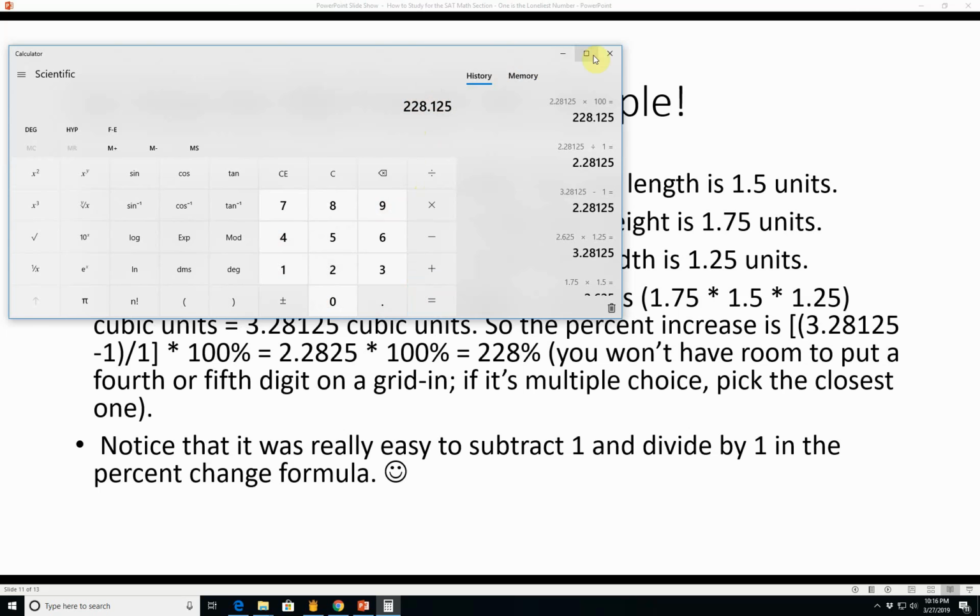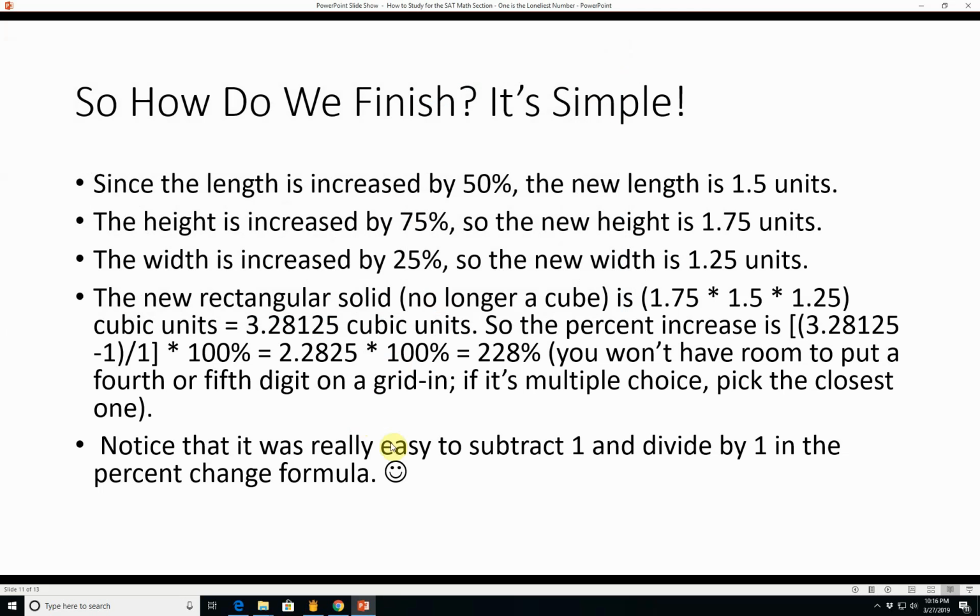So that's probably going to be all the room you have to write, or it'll say approximately 228 or 228.125, whatever. Anyway, you'll see it. So notice that it was really easy to subtract 1 and to divide by 1 in the percent change formula. So isn't it good that we used 1?